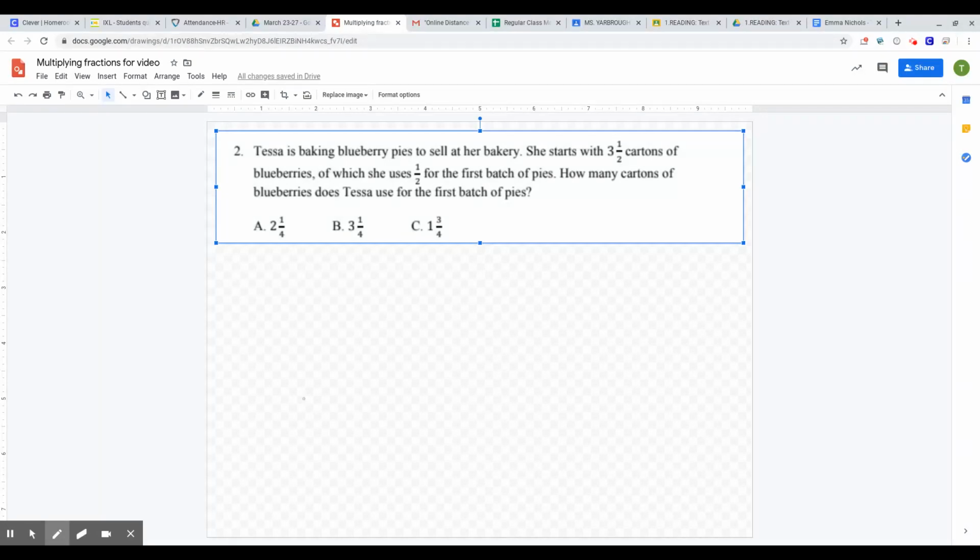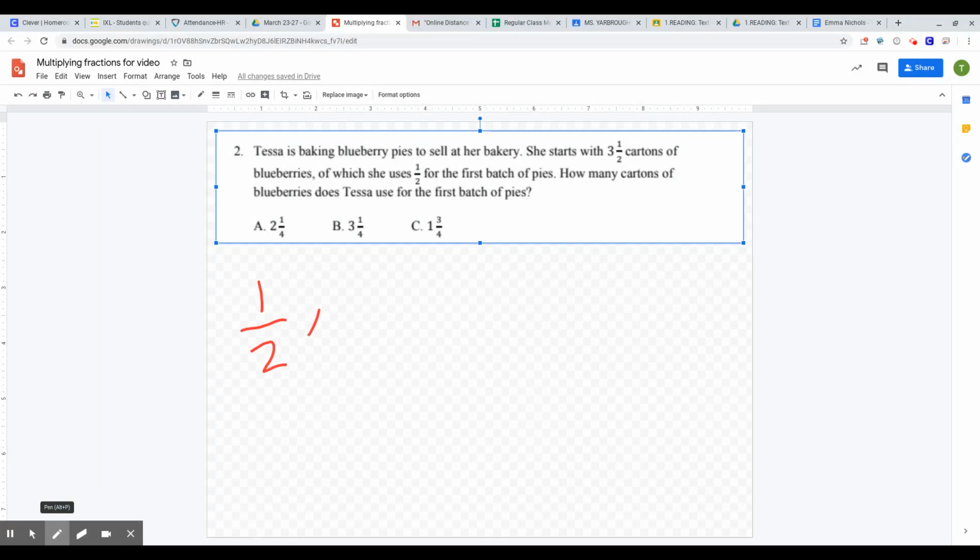Let's take a look right here where it says of which. No one really says of which. You would most likely say that she would use half of the blueberries for the first batch of pies. So half of the blueberries, of with a number in front, is telling us to multiply. How many blueberries do we have? Well, we have 3½ cartons, so I'll replace the blueberries with 3½. So here we have my equation, 1/2 times 3½, and let's clean this up a little bit.